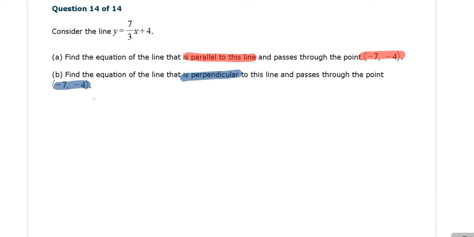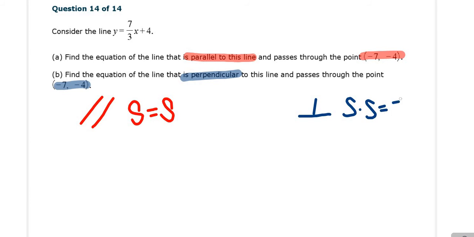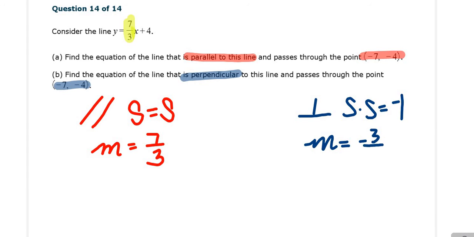So we're going to have two equations, a parallel equation and a perpendicular equation. For parallel, slope equals slope. Perpendicular, slope times slope equals -1. Our given slope is 7/3. So our parallel slope that we want to work with is also going to be 7/3. Our perpendicular slope is the opposite reciprocal. And we're passing each time through this point, -7, -4.